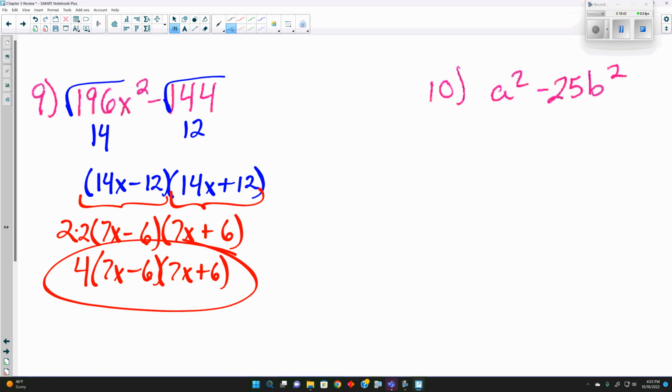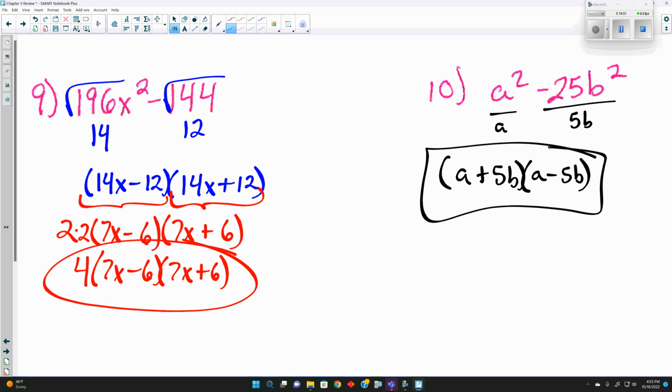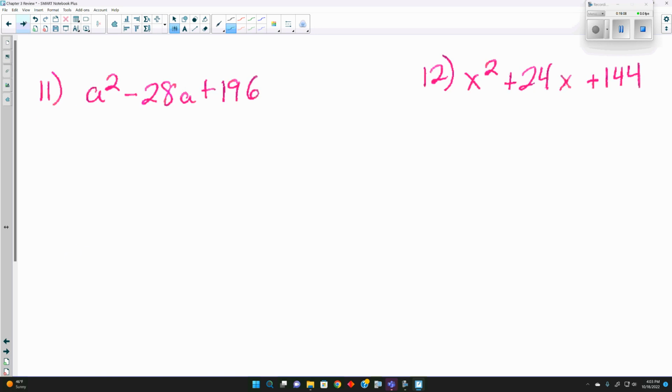Now if we look at the next one, a squared minus 25b squared. Well, a squared is a perfect square, it's a times a. 25 is a perfect square, it's 5 times 5, and b squared is b times b. So we can say it's a plus 5b times a minus 5b. And that's it. Let's go on and look at the next two.